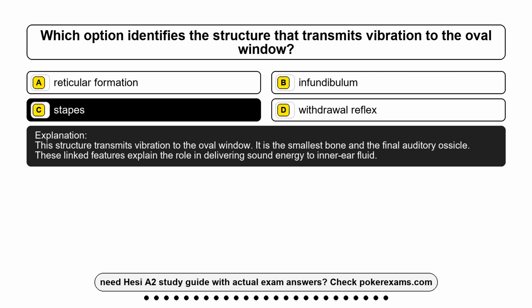This structure transmits vibration to the oval window. It is the smallest bone and the final auditory ossicle. These linked features explain the role in delivering sound energy to inner-ear fluid.